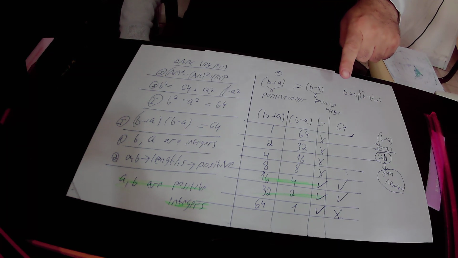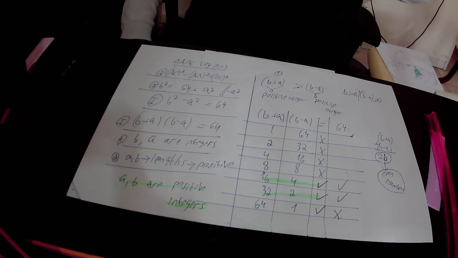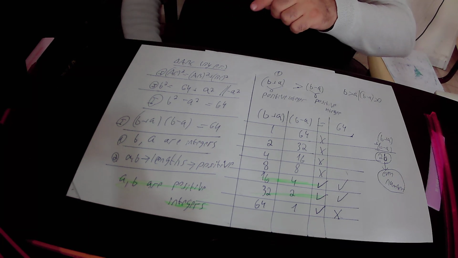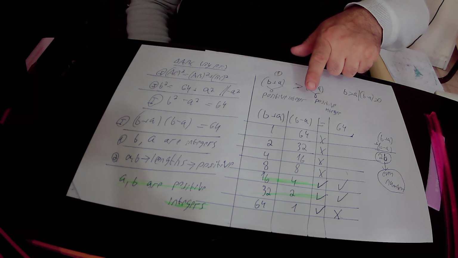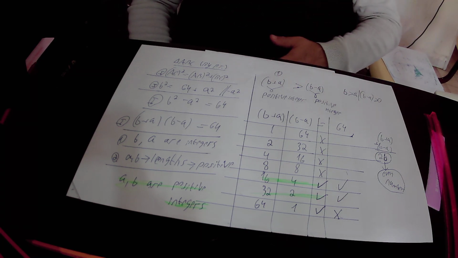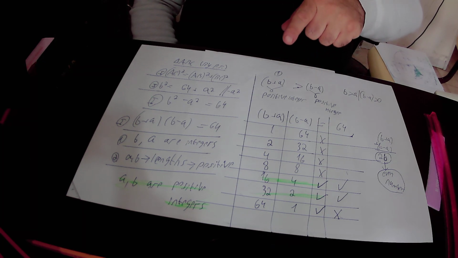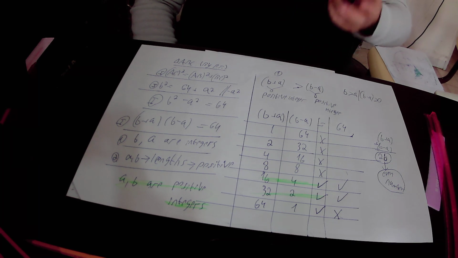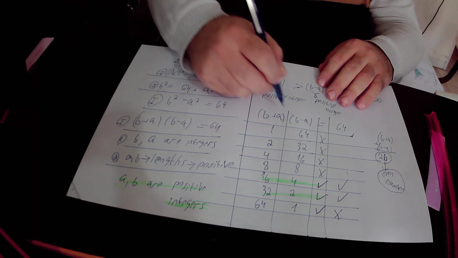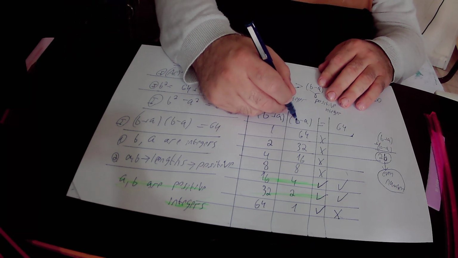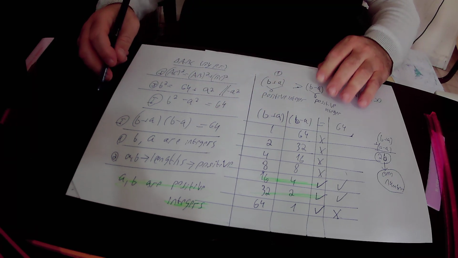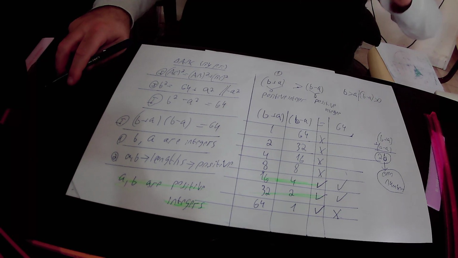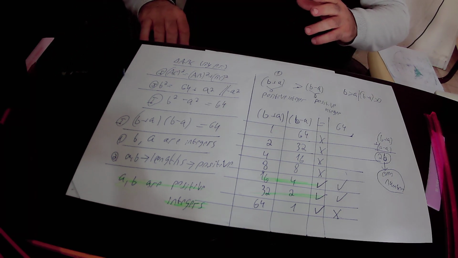Okay, so I found out that B minus A is a positive integer, and B plus A is also a positive integer, and also that B plus A is greater than B minus A. So actually, according to equation number 1, if we multiply B plus A by B minus A, we will get 64. That is to say, we have two positive integers that we multiply by each other and get 64. So what are the possibilities for taking two positive integers and multiplying them to get 64? There are not a lot of possibilities.